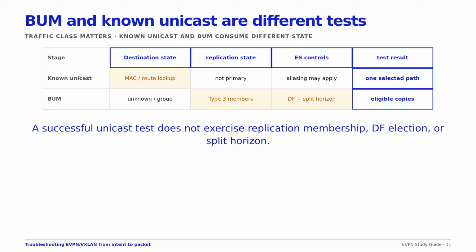Test ARP or ND, known unicast after learning, forced unknown unicast, and multicast separately. Count copies and confirm that no frame returns to the originating Ethernet segment.